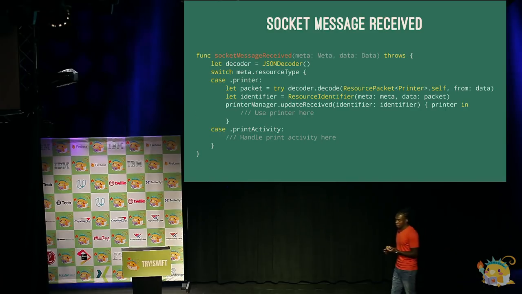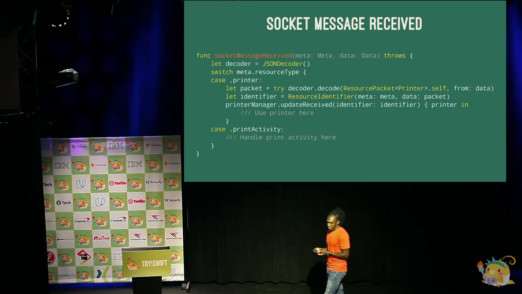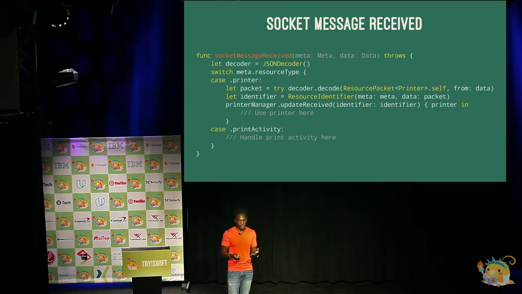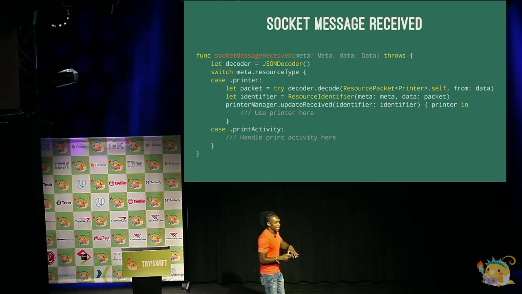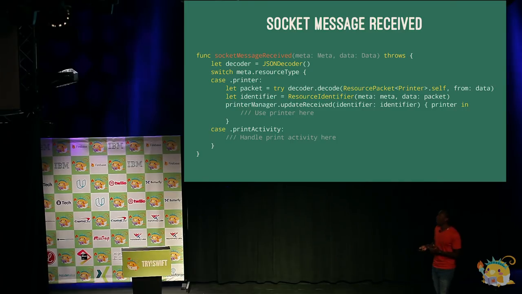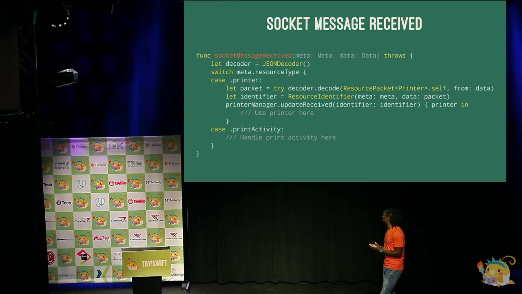And this is where it comes together. Socket message received is where we pass the data that we get from updates from the printer or the printer activity. So we pass the meta object and the data, the JSON data represented by the data tag in the JSON file. And we switch on the resource type to get, say, a printer update. Printer updates are for things like when the user opened their machine, so we could say, hey, the lid is open. And we decode the data for the packet to get a resource packet. But this resource packet represents a printer. And then we create a resource identifier and pass that to our update receive function.